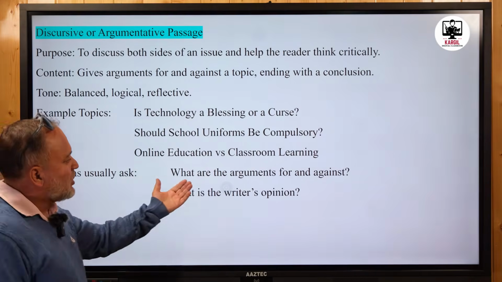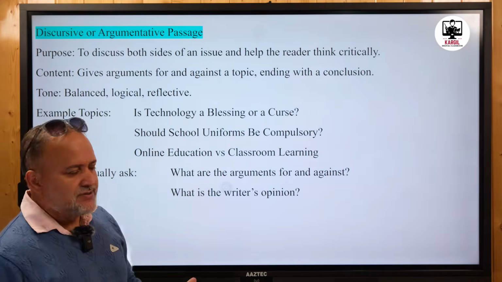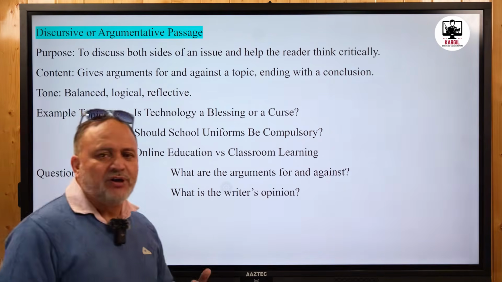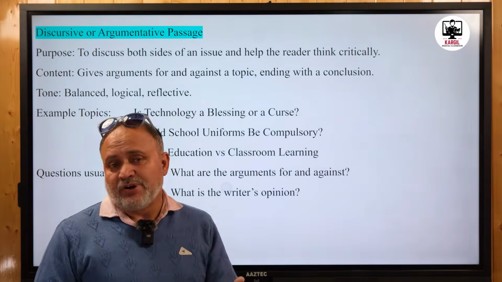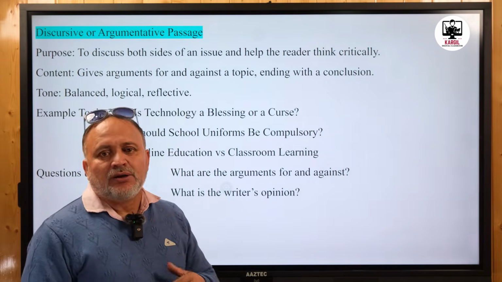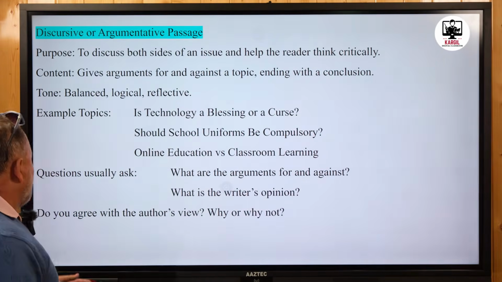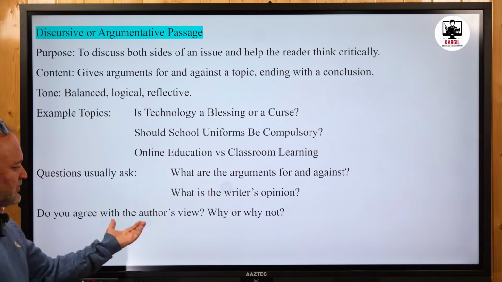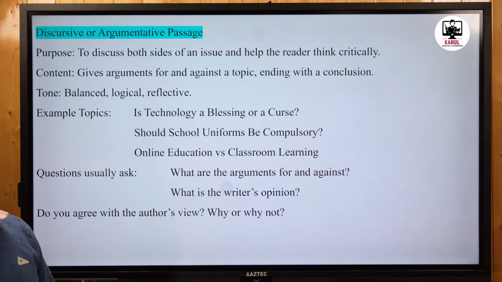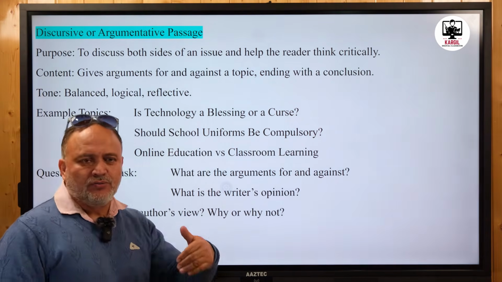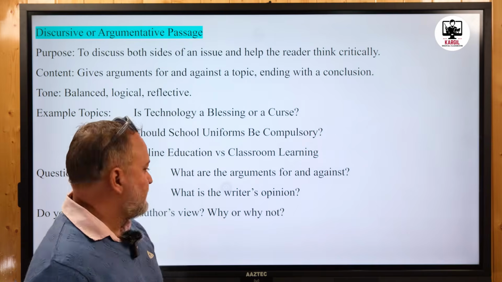Questions: what are the arguments for and against? What is the writer's opinion? So even you can have your own opinion, and you can be asked what the opinion of the writer is. Do you agree with the author's view? Why or why not? So here you will get an opportunity to put forth your own opinion.